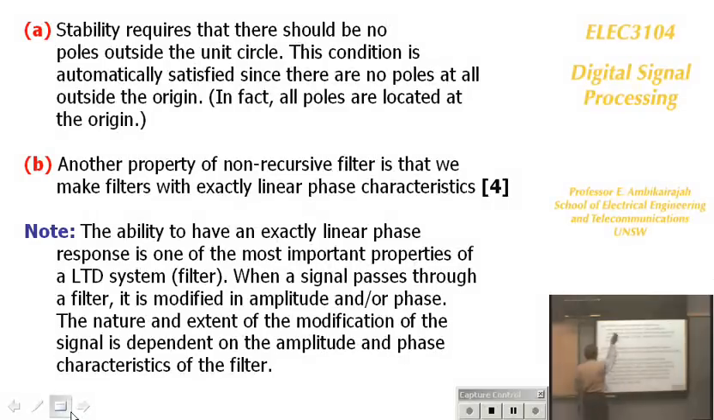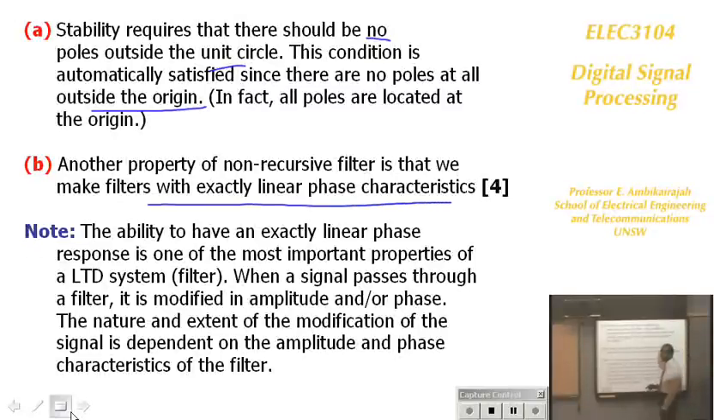Stability requires that there should be no poles outside the unit circle. This condition is automatically satisfied. There are no poles at all outside the origin. In fact, all poles are located at the origin in this case. Another property of non-recursive filters is that we can make filters with exactly linear phase. With an FIR filter, you can have a linear phase filter.